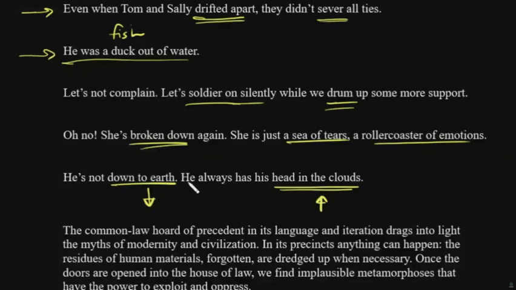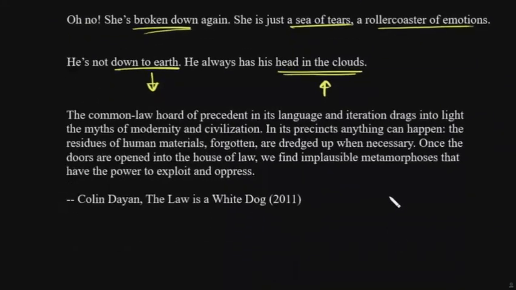But if you do mix your metaphors too much, then you end up with this kind of passage, and we'll finish with this. This is a passage from a scholarly work, and in general, it's quite a good book. The book is called The Law is a White Dog. Quite an interesting book, but it contains a ridiculous amount of jargon and a lot of mixed metaphors. So I picked out this passage to show you how mixed metaphors can really muddle up your writing.